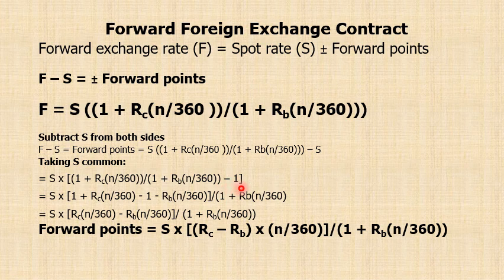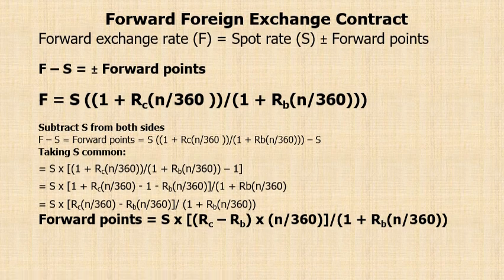After solving, we get the formula for forward points as S into RC minus RB into N by 360 divided by 1 plus RB into N by 360. Note that the forward points are only a reflection of the relative interest rates of the currencies. They are not an indication of what the future spot rate of the currencies will actually be.